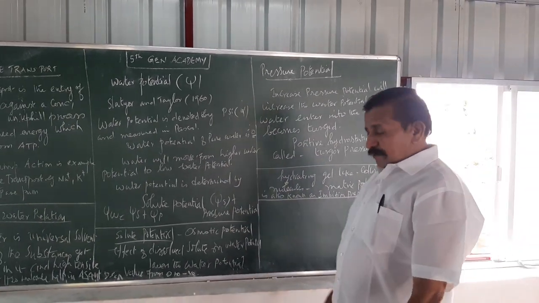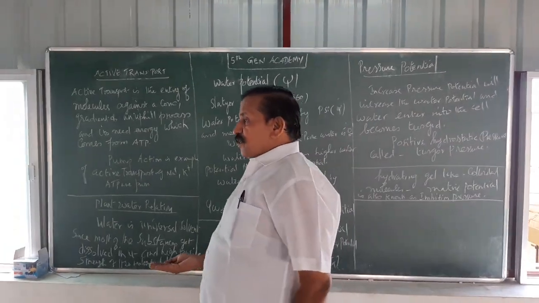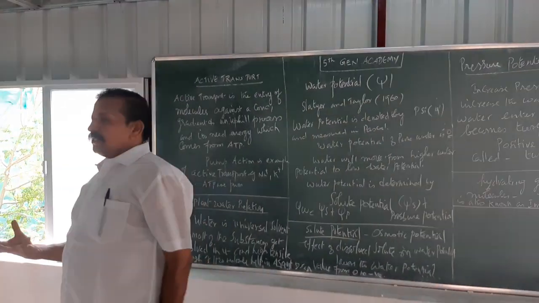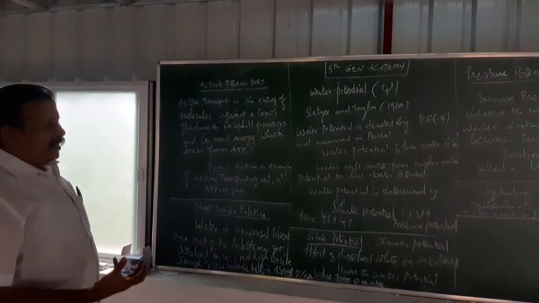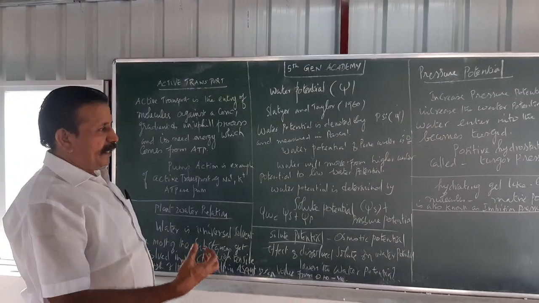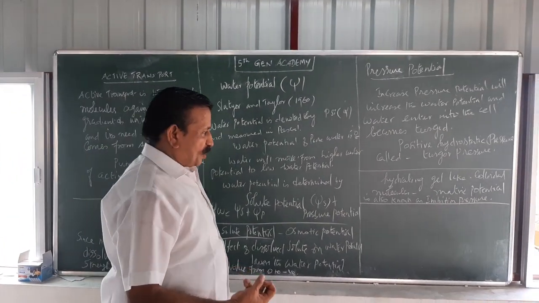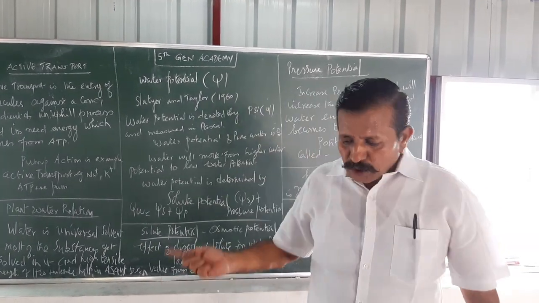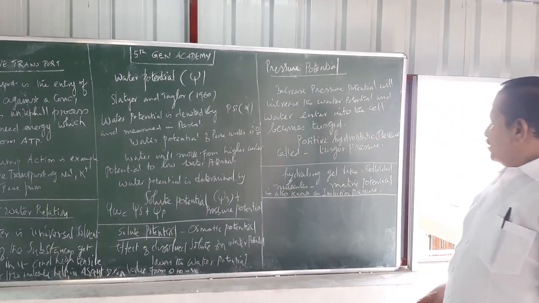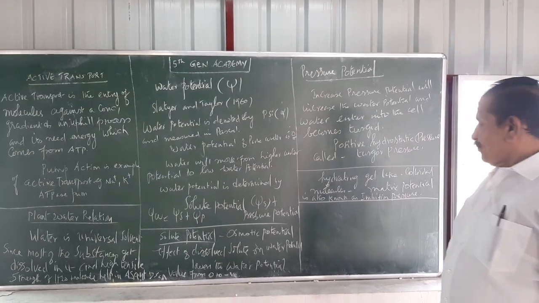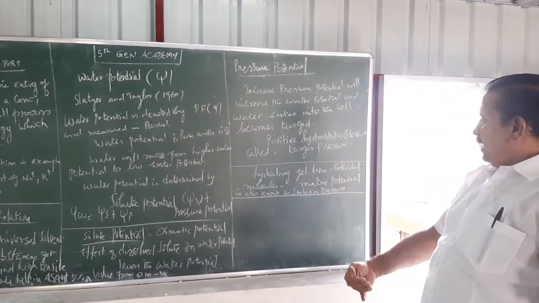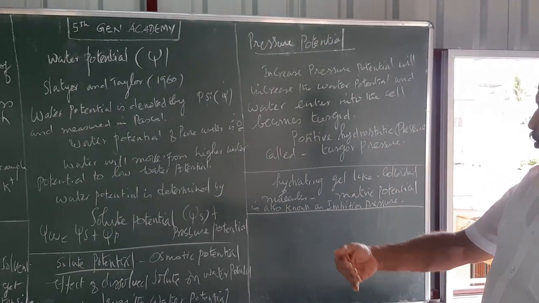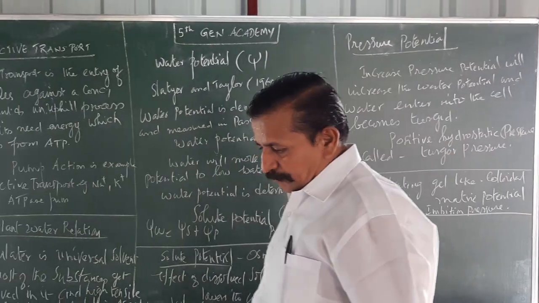Suppose we see a colloidal, gel-like substance. The colloidal molecules can develop some amount of pressure, which is called imbibition pressure. We can also call it matric potential. So for hydrophilic gel-like colloidal molecules, matric potential is also known as imbibition pressure. That's all.